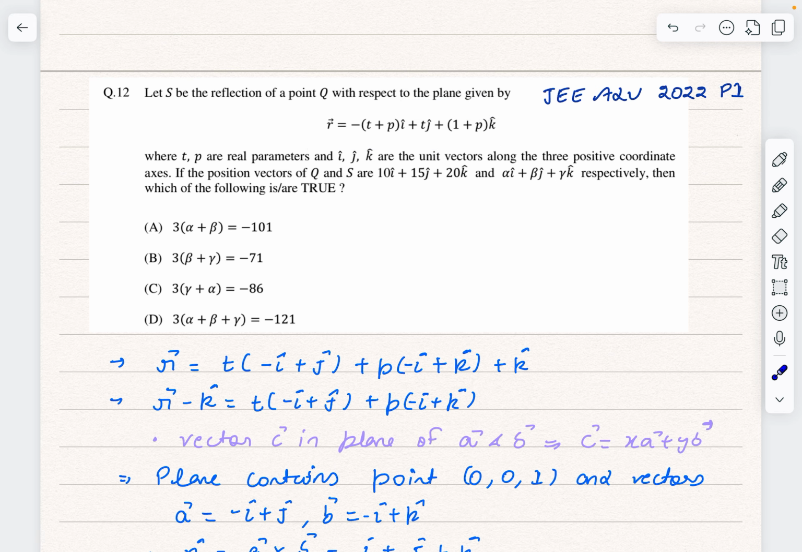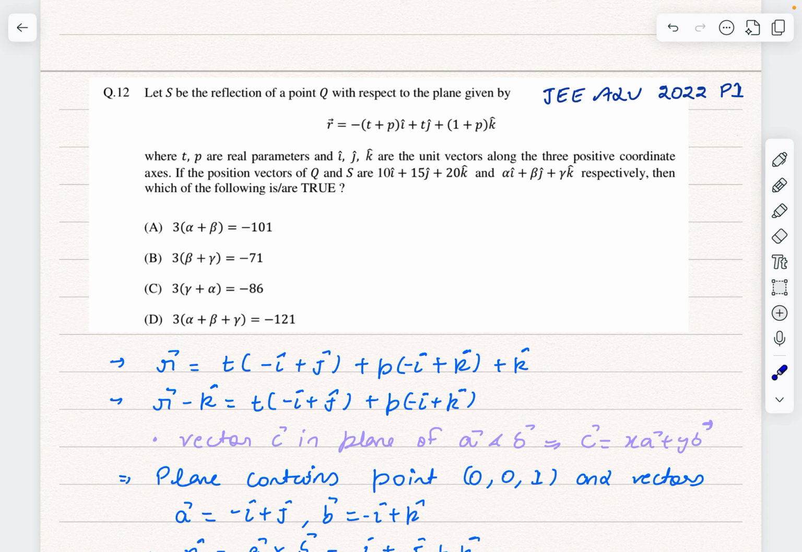T and P are real parameters. I, J, K are unit vectors along the three positive coordinate axes. If the position vectors of Q and R are these, and then the following. So the only thing you have to do in this problem is just to decode this equation of the plane, then find the image of a point in the plane.